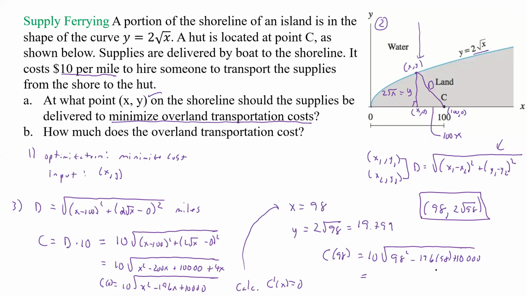All right, so that's going to be approximately 199.00, because that was 198.997. We round to the nearest penny, that goes up, and we end up with that as our overland transportation cost when we land at the point 98 comma 2 square root of 98, or 19.799 here. Okay. All right, so that problem worked out. So let's stop there and we'll come back with more.